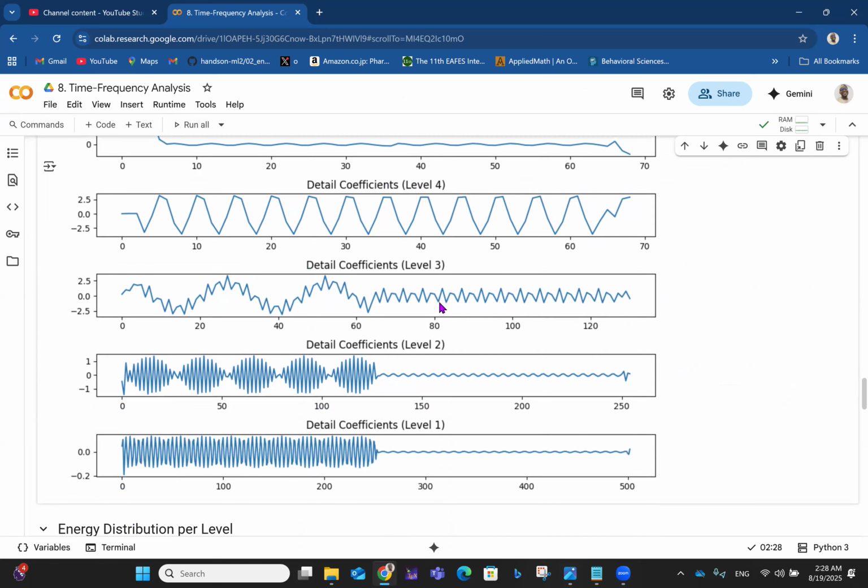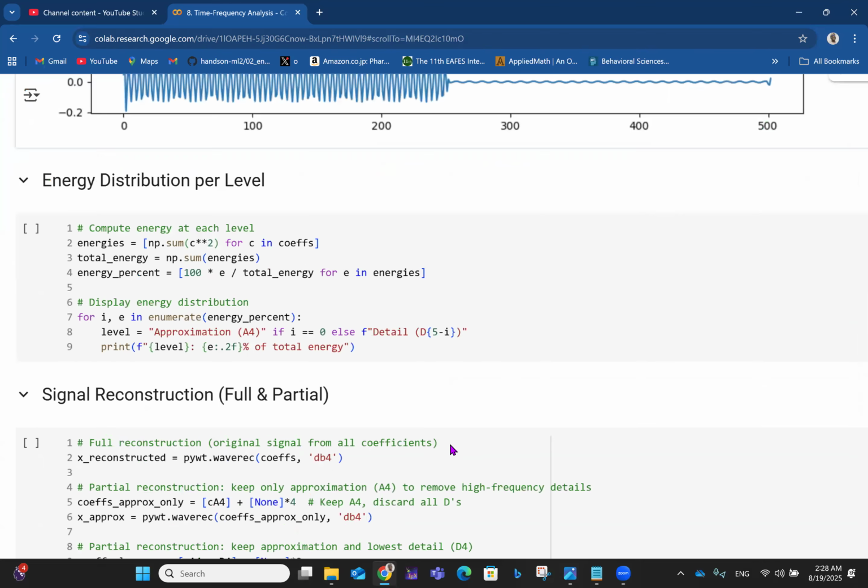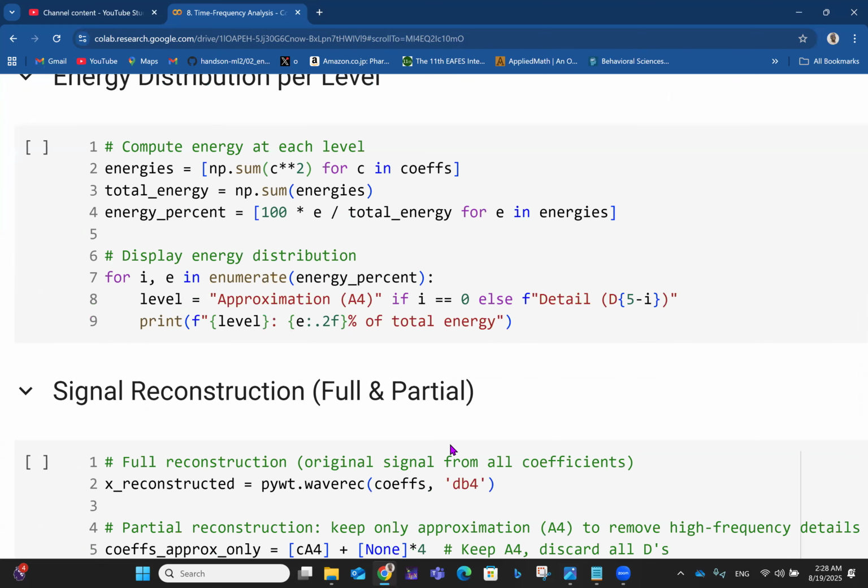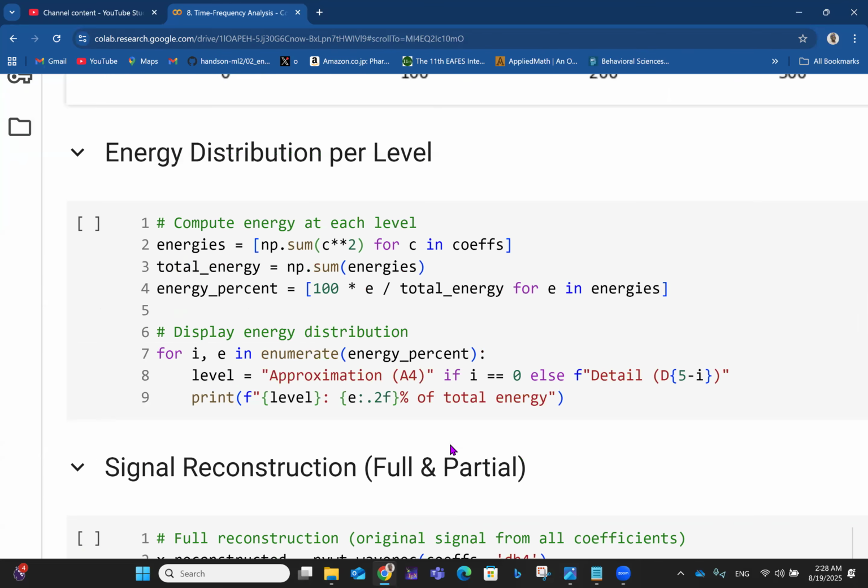It's more together. Then you have detail coefficient in level 2. So it's looking like a damping kind of situation. So same for level 1, like that. Then we can talk about the energy distribution per level. So, in the case of time frequency analysis, part of the things we are looking at here is energy distribution per level.